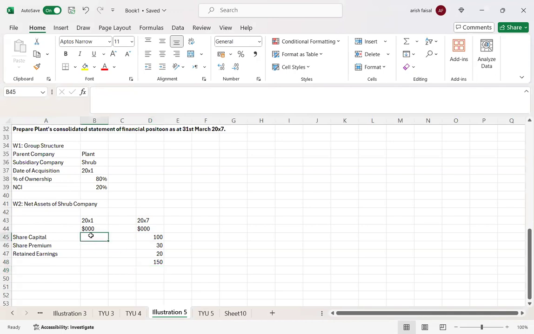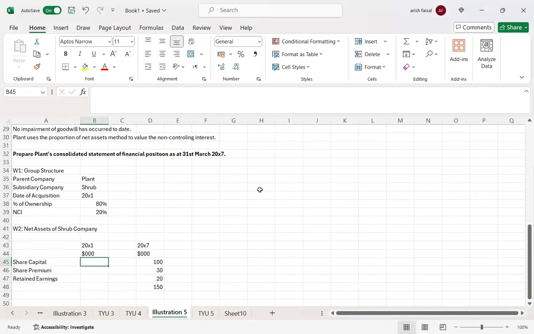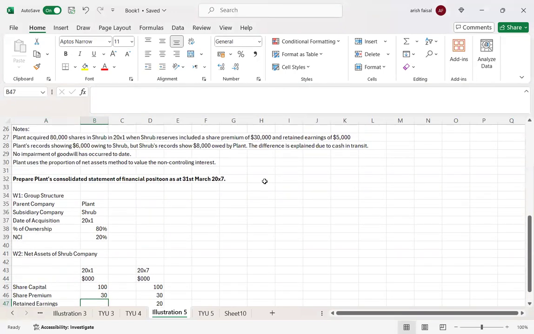Now share capital will remain the same, which is going to be 100. But here they have given you that the Shrub reserves included a share premium of 30 and retained earnings of 5,000. So that's 100 over here. This is not changing, it's 30, and this is how much was it? 5. Yeah.